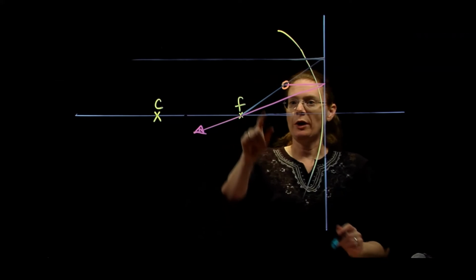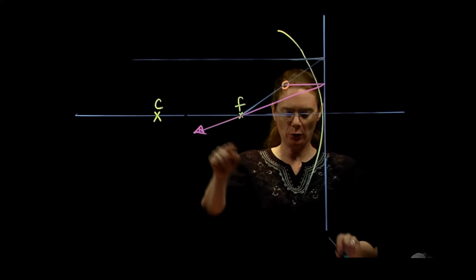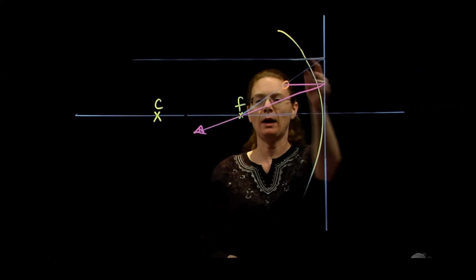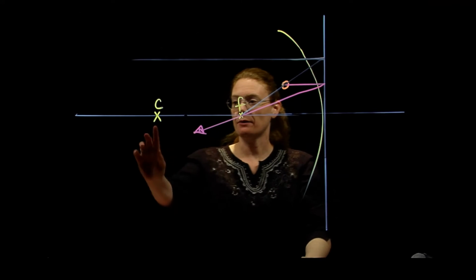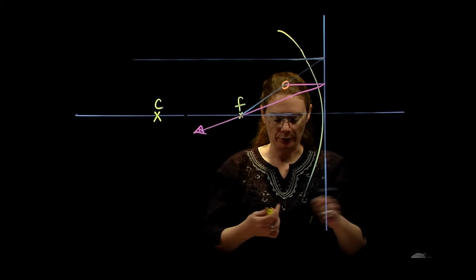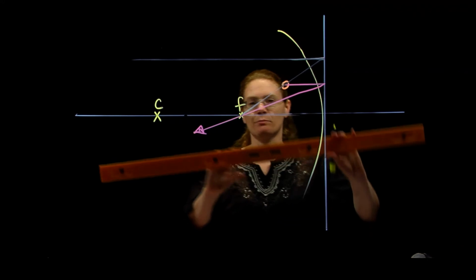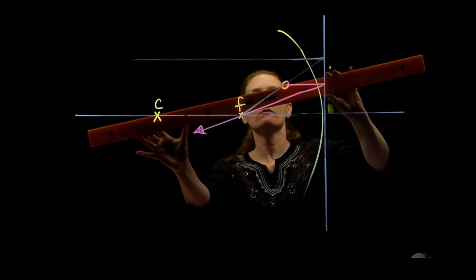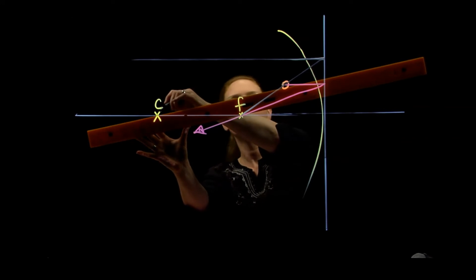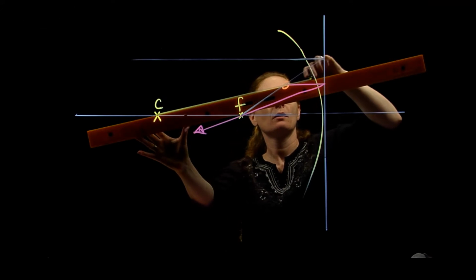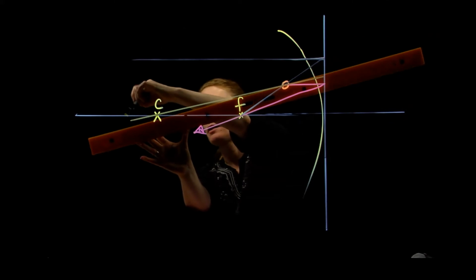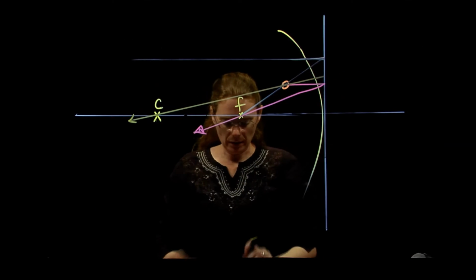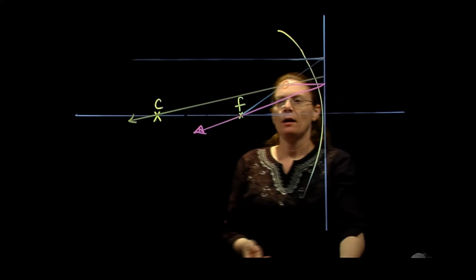So that's ray 1, out parallel, through focal. Ray 2, through the focal, out parallel. And then we've got ray 3, which goes through the center of curvature. And that's the easy one because it just goes on itself. All right, so through the center of curvature and through our object. And it bounces right back off on itself. Okay, so there's our three rays.